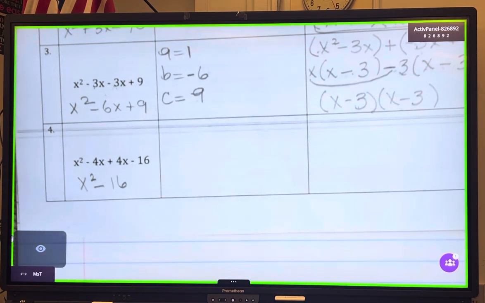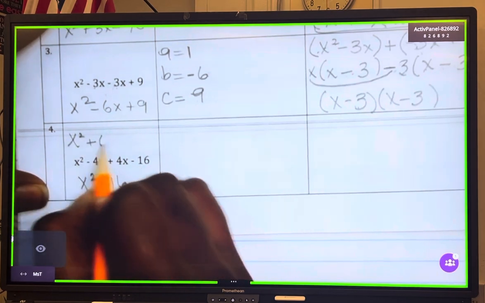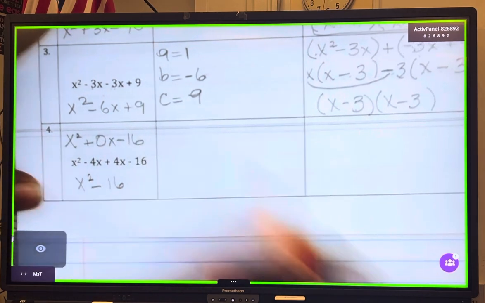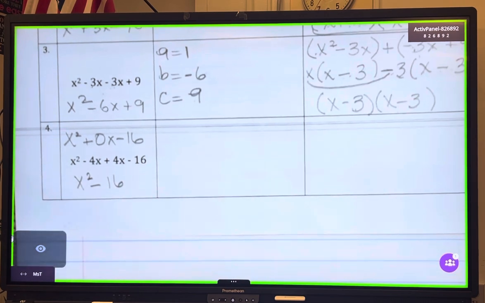X squared minus 16. Now watch this. It could also be x squared plus 0x minus 16. Right? Where is this parabola's vertex going to sit? On the y-axis. How do we know that? Because there is no shift. The B is gone. Are y'all with me? So the vertex is going to sit on the y-axis, which means it's also going to be the y-intercept.